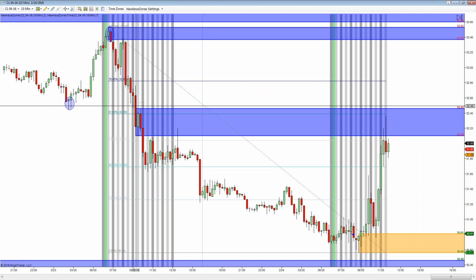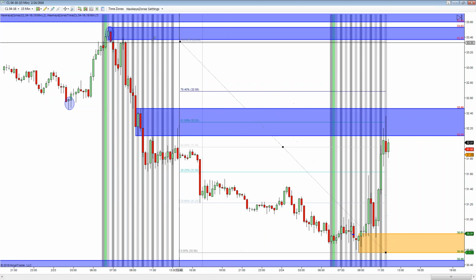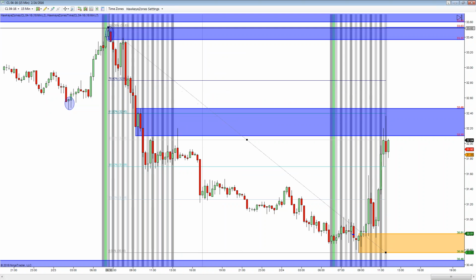But you do have a fib tool that you can automatically draw in, at least in the NinjaTrader version of Hawkeye Zones. You could draw in your own fib, and then you can show and hide that thing. So it is kind of interesting. It only does the most recent zone pivots, but yeah, it's great.